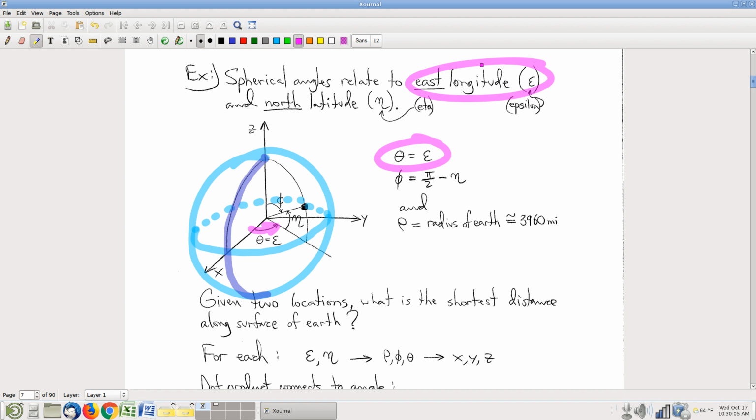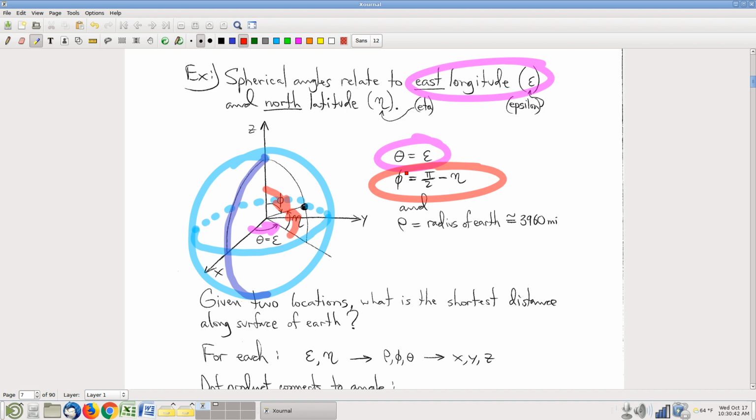So the spherical theta is the geographic east longitude. So how about that? Now, phi is not exactly latitude, but it's not the most different thing in the world. Phi is measured that way from the North Pole. North latitude is measured this way from the equator, and notice that they add up to pi over 2. So, not the same, but really, really closely related.